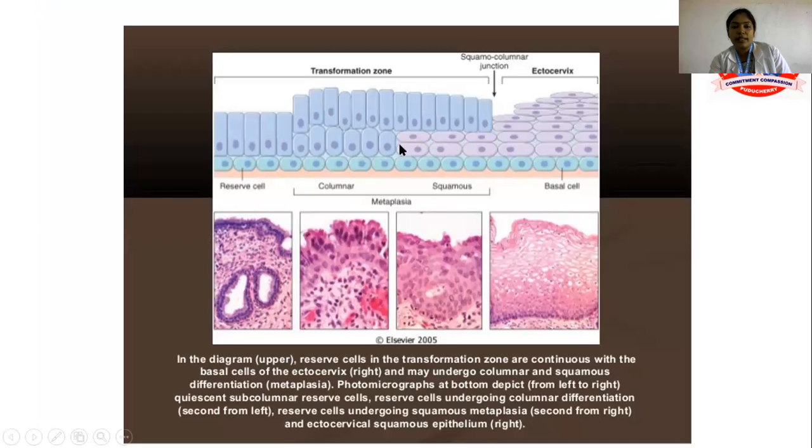As you can see, these are the reserve cells which are located basally, and these are the columnar cells of the endocervix. This is the ectocervix, which is lined by squamous cells. This is the squamo-columnar junction, the area at which the columnar cells get transformed to squamous cells. Okay. So this is the histopathological picture where you can see the columnar epithelium. This is the higher magnification of the columnar epithelium. You can very well see the columnar epithelium is getting transformed into the squamous epithelium.